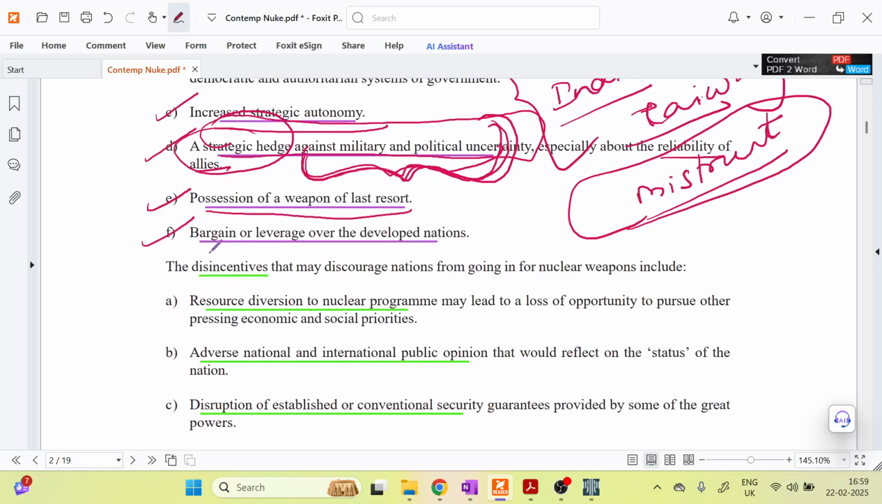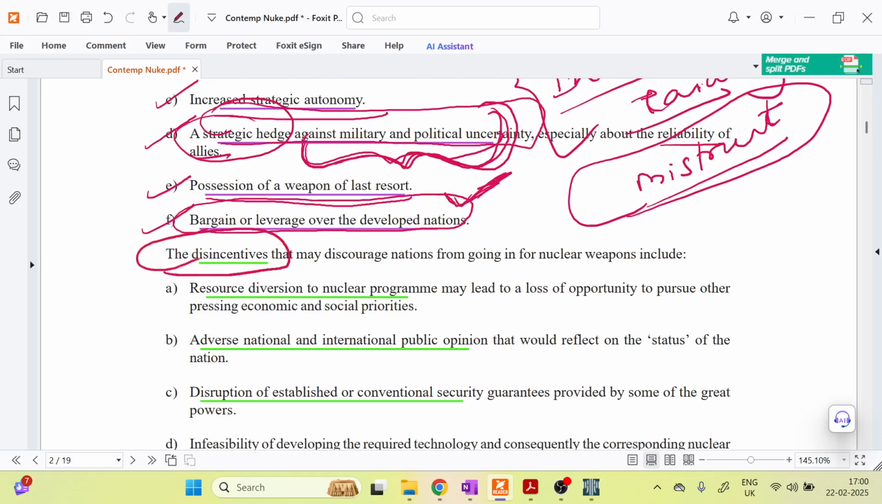And the last one, bargain or leverage over the developed nations, because if you do not show your teeth, you cannot exist in a jungle, you cannot exist in the wilderness. And nuclear weapons are such teeth.